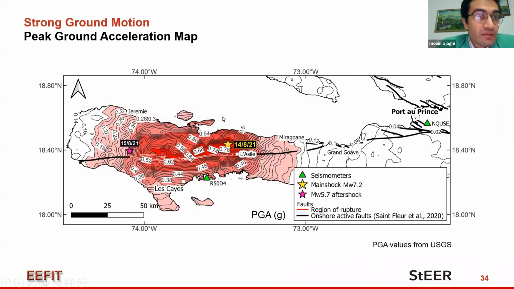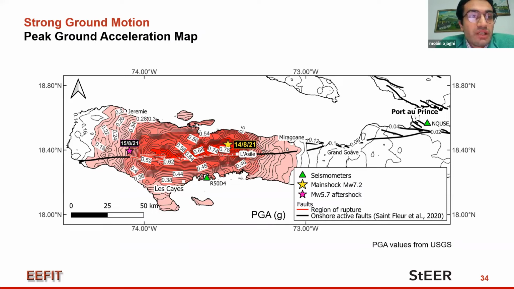Thank you. This slide shows the peak ground accelerations as modeled by the USGS. It gives us an idea of the intensity of shaking in the region due to the earthquake. Starting from the epicenter, the PGA is highest at around 0.8 g, moving along the fault from east to west, reaching around 0.5 g towards the end of the 70 kilometer or so rupture length.